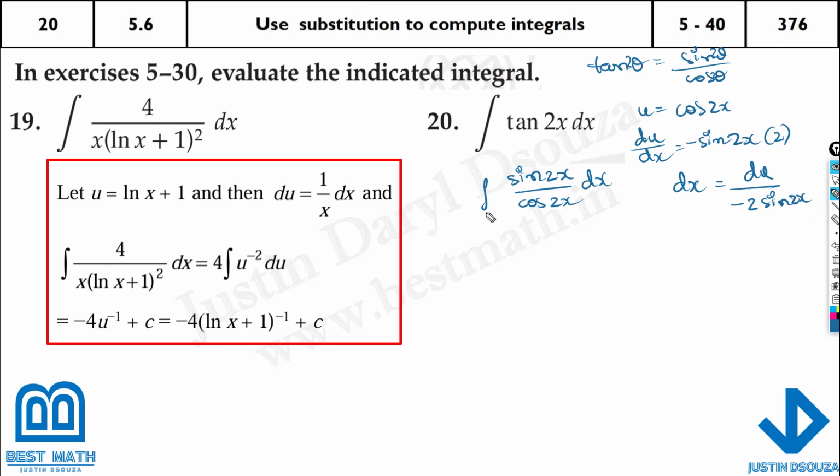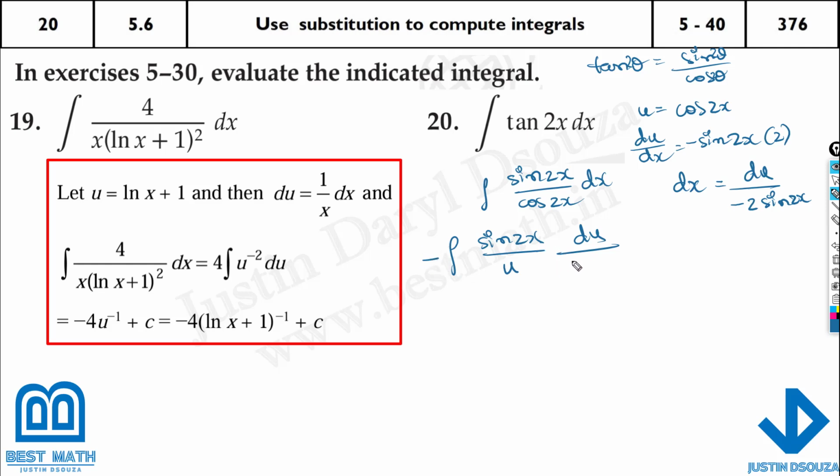So now let's rearrange this question. Sine 2x remains, divided by cos 2x, which is u. And what is dx? dx is du divided by minus 2 sine 2x. I'm going to write the minus outside. The reason why I always write minus outside is that sometimes if I put it inside here, I forget it in the next step. So whenever I put this out, it's there over there, isn't it?